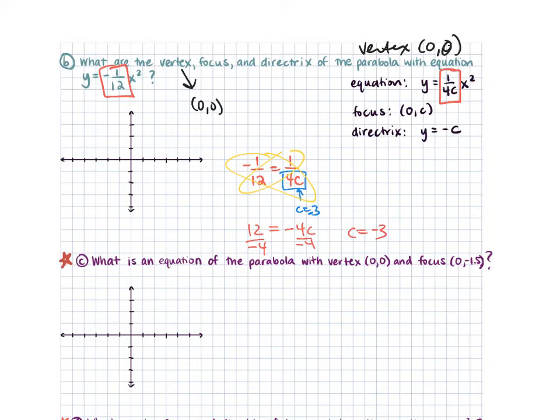And then you just plug into your formula. The focus is 0, negative 3. And the directrix is y equals 3, right? Because negative 3 is 3. So there are your answers.